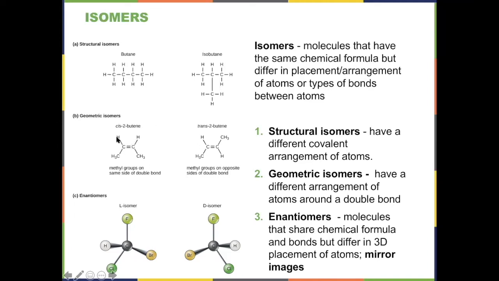In this case, you could have the hydrogens on the same side of the double bond and the methyl groups on the same side, or you can have them on opposite sides. We call the same side the cis configuration, and the opposite side the trans configuration.